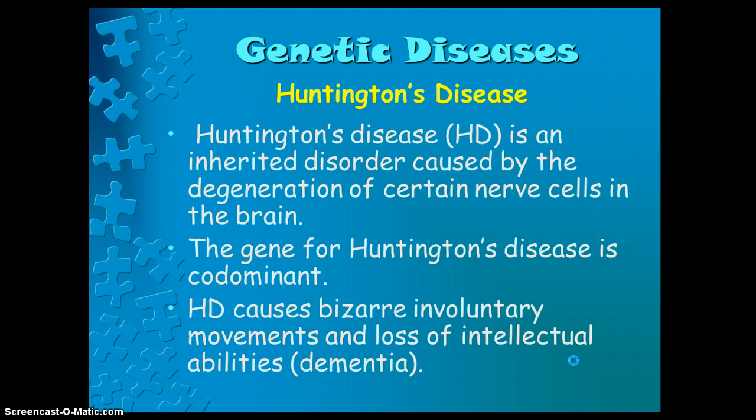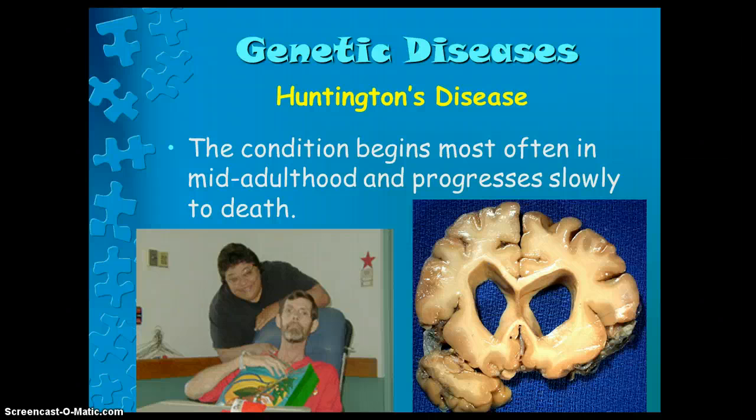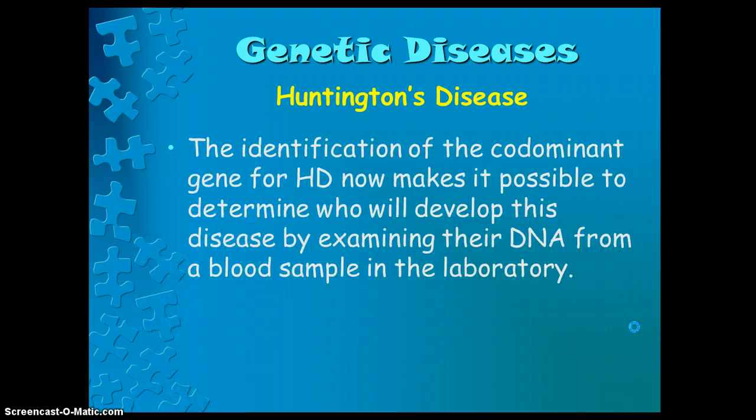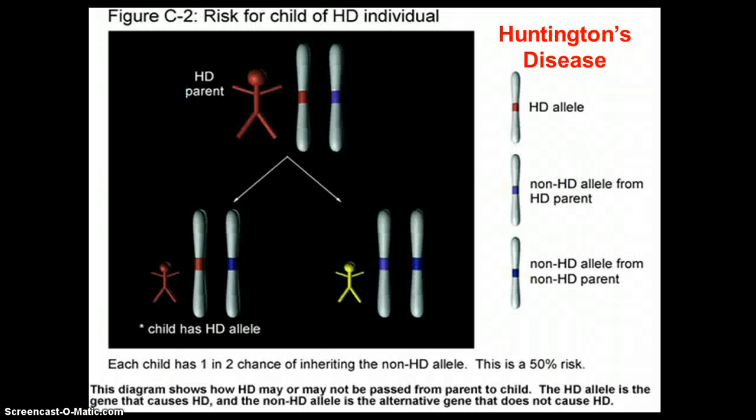Huntington's disease. Huntington's disease is an inherited disorder caused by the degeneration of certain nerve cells in the brain. The gene for Huntington's disease is codominant. So HD causes bizarre and involuntary movements and loss of intellectual abilities. The condition begins most often in mid-adulthood and progresses slowly to death. And what happens is the brain just actually degenerates. The identification of the codominant gene for HD now makes it possible to determine who will develop this disease by examining their DNA from a blood sample in the laboratory.